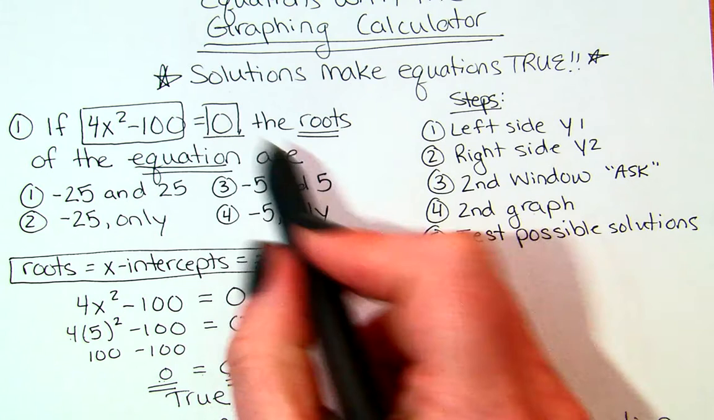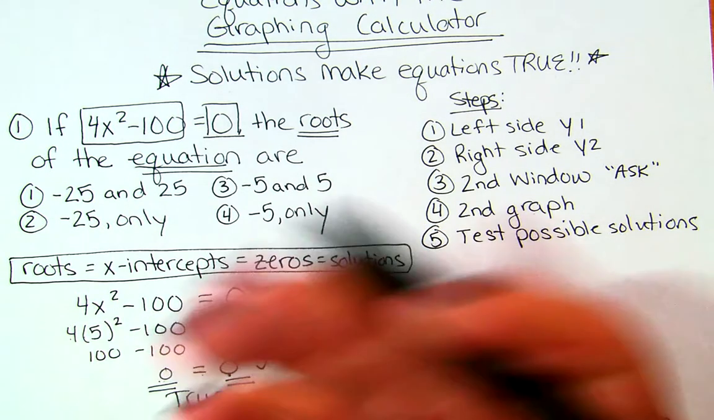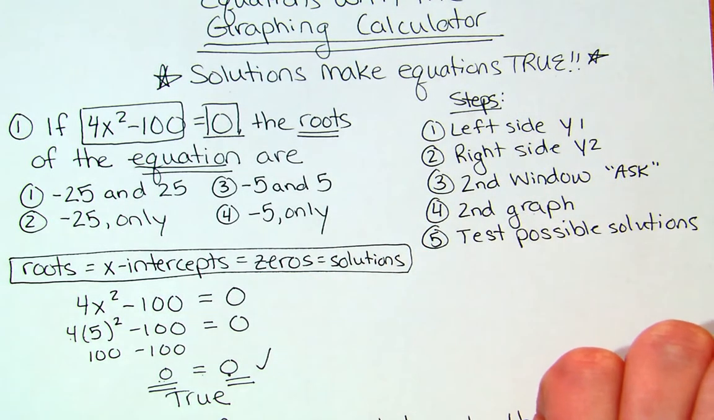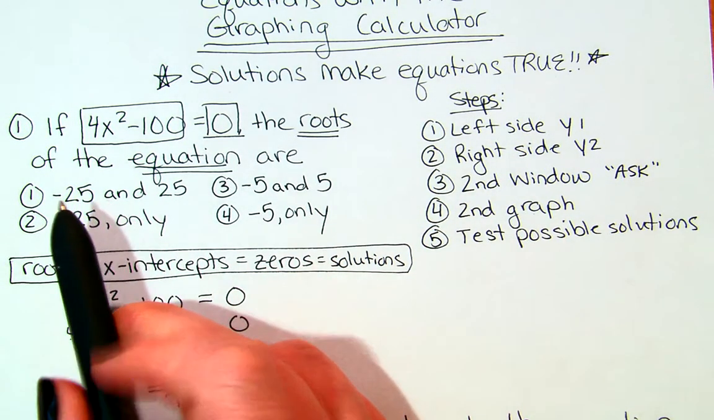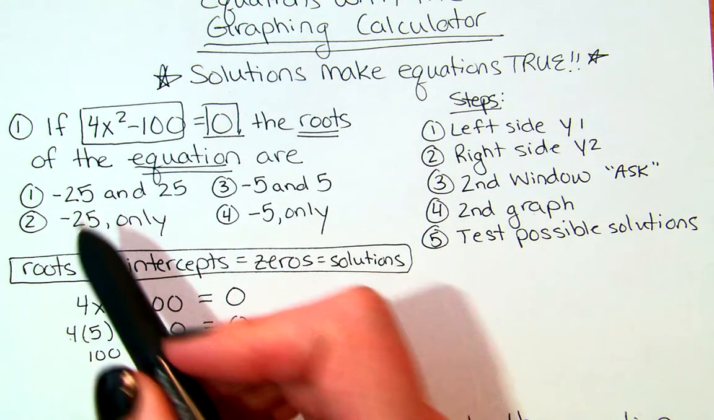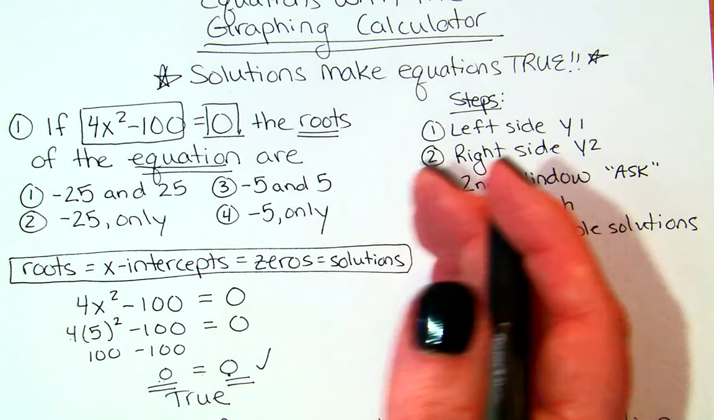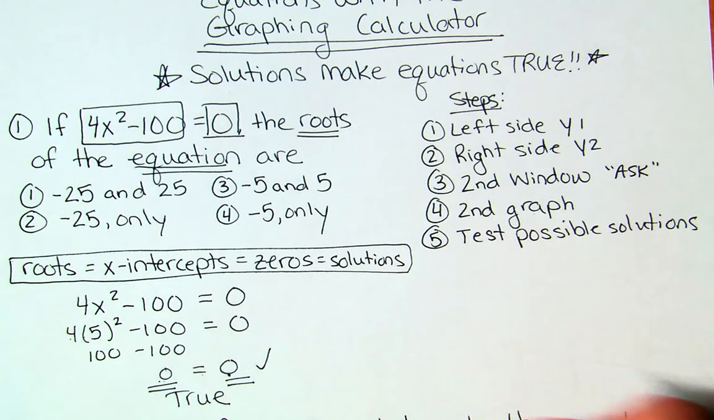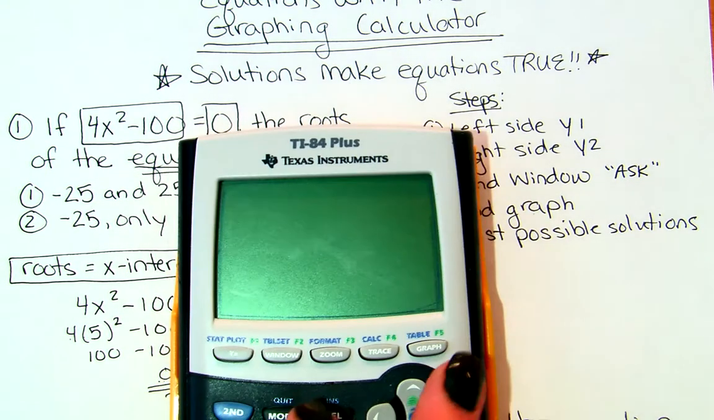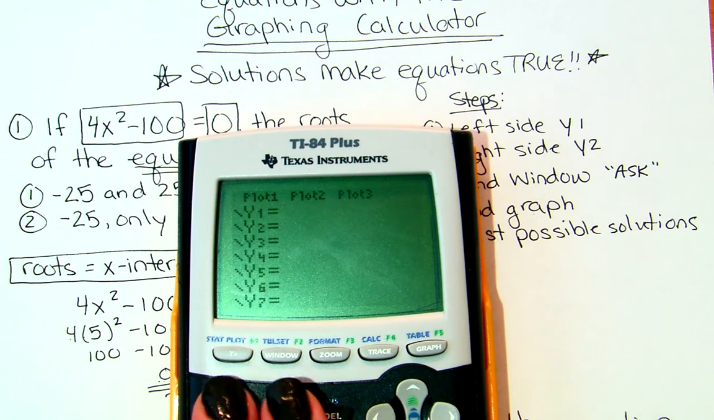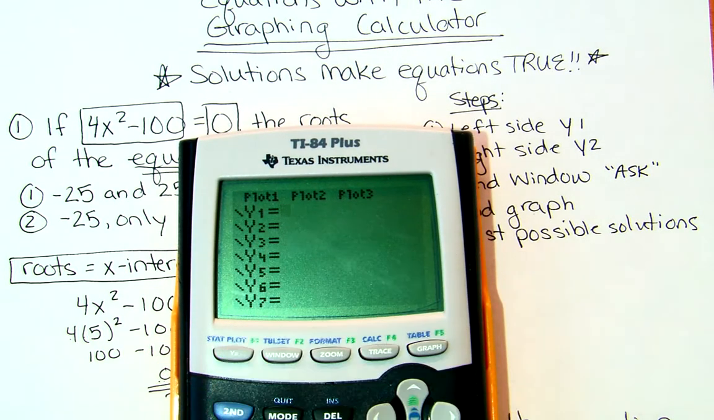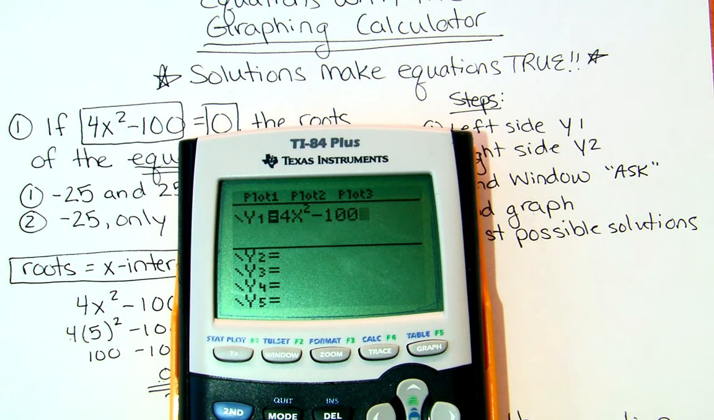Now obviously we have a whole bunch more to test, so that's why using the graphing calculator helps, because I don't want to have to by hand type in negative 25 and then 25 and then negative 25 again, or negative 5 and 5. That's a lot of options here. So we can use the graphing calculator. You're going to go to y equals, type in the left side, so that's 4x squared minus 100. The right side is 0.